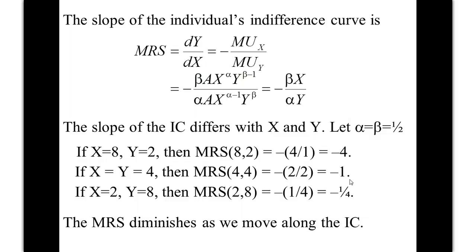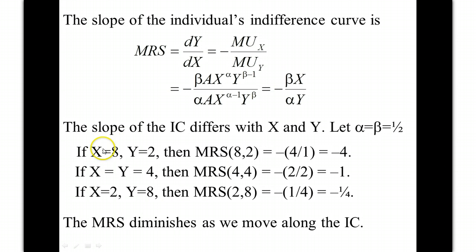So the slope of the individual's indifference curve is given by the marginal rate of substitution. How willing are they to give up 1 unit of one good for 1 unit of the other? So if they swap 1 unit of one for a unit of the other, it's dependent on the marginal utility. If I give up a slice of pizza, how much extra utility will I get from an extra pint of beer? You're only willing to swap if the utility stays the same. So the slope of the indifference curve differs with x and y.